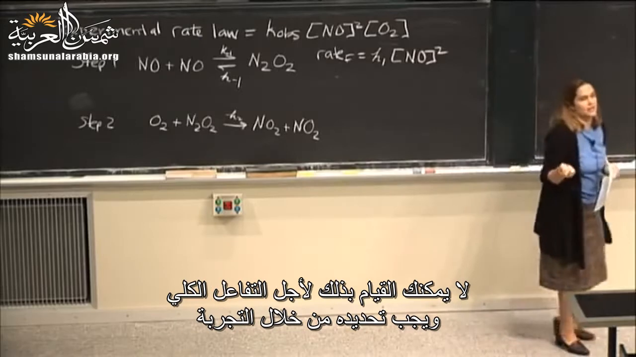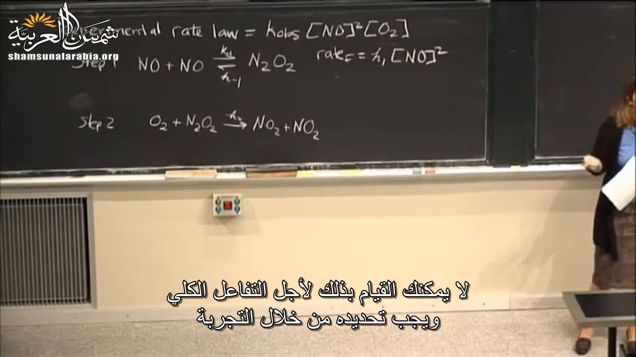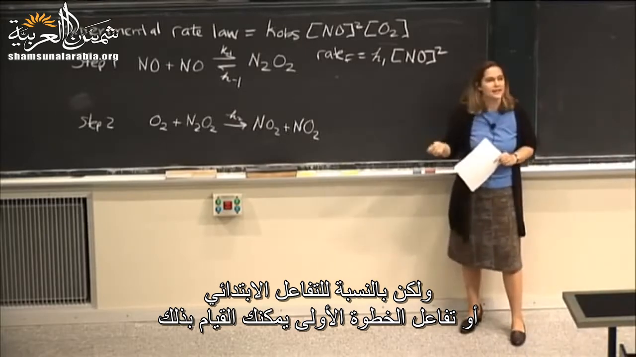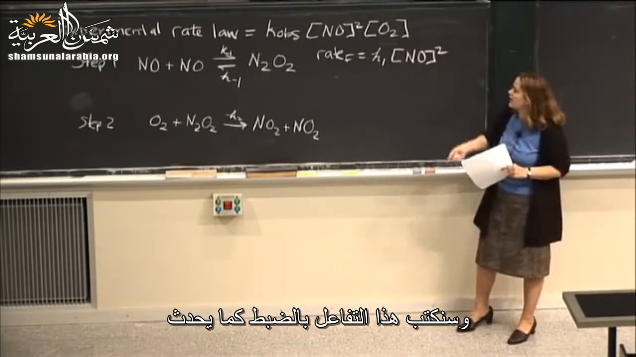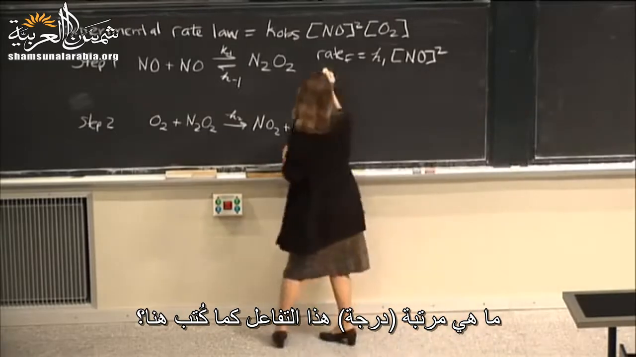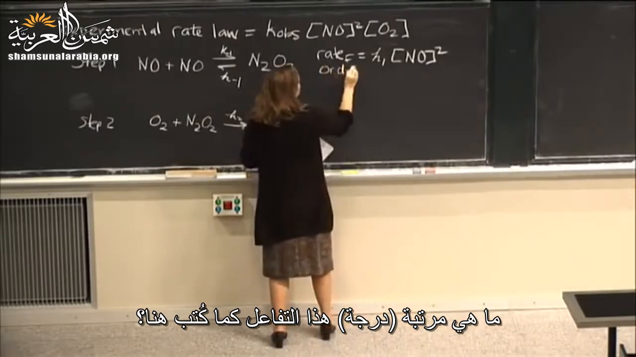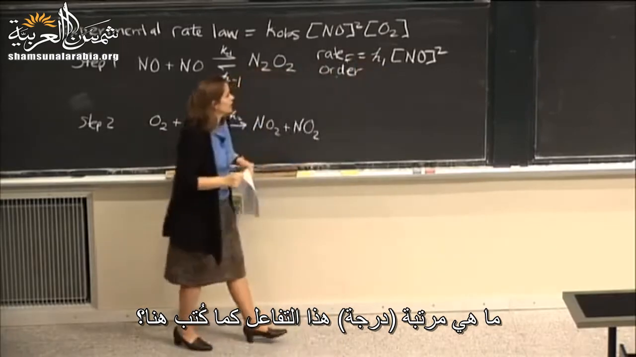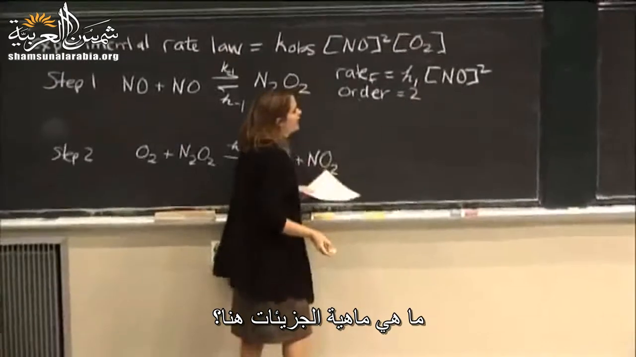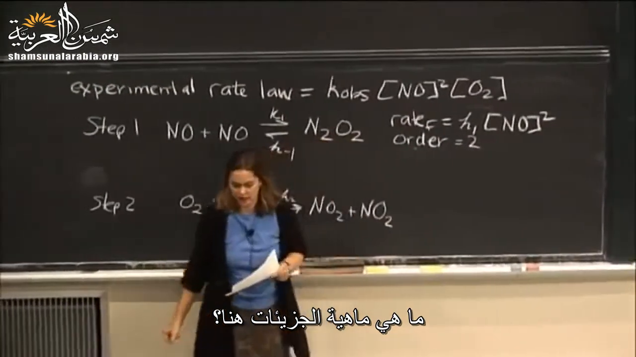For an overall reaction, you can't do that. It has to be experimentally determined. But for an elementary reaction or a step in a mechanism, you can do that. So we write it exactly as it occurs. So what would be the order of this particular reaction as written here? 2. And what about molecularity?